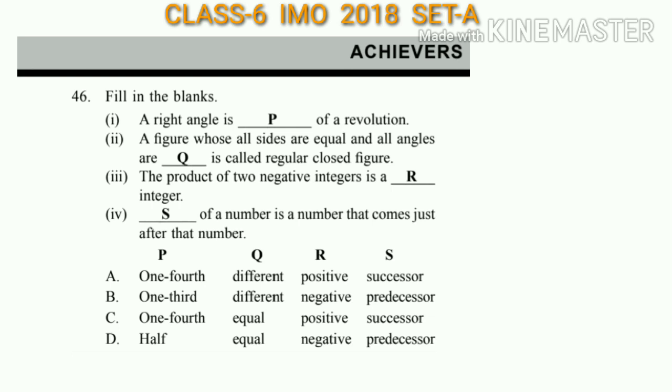2i, a figure whose all sides are equal and all angles are Q is called a regular closed figure. Q will be equal. 3i, the product of two negative integers is a R integer. It should be a positive integer. Now IV, S of a number is a number that comes just after that number. It will be successor. So the answer will be option C.